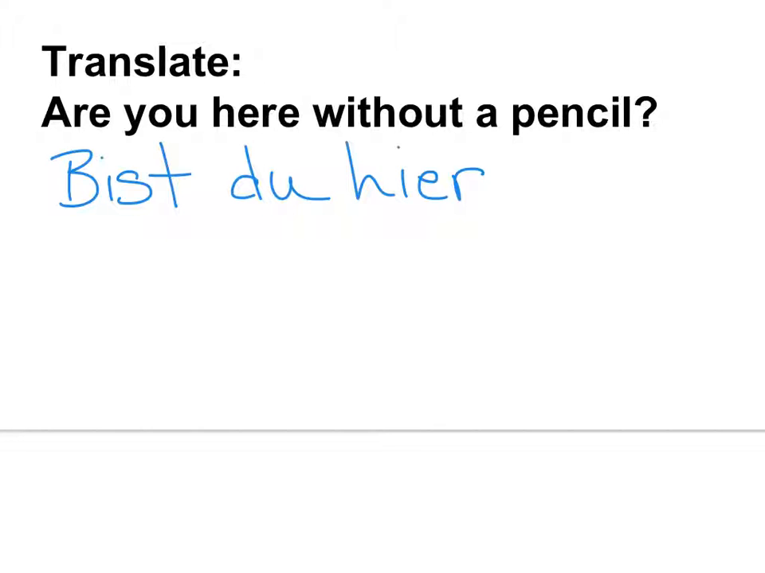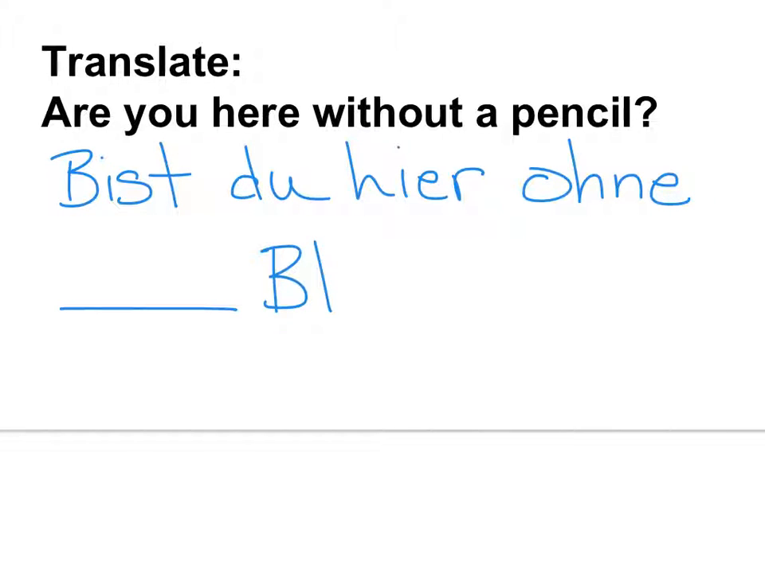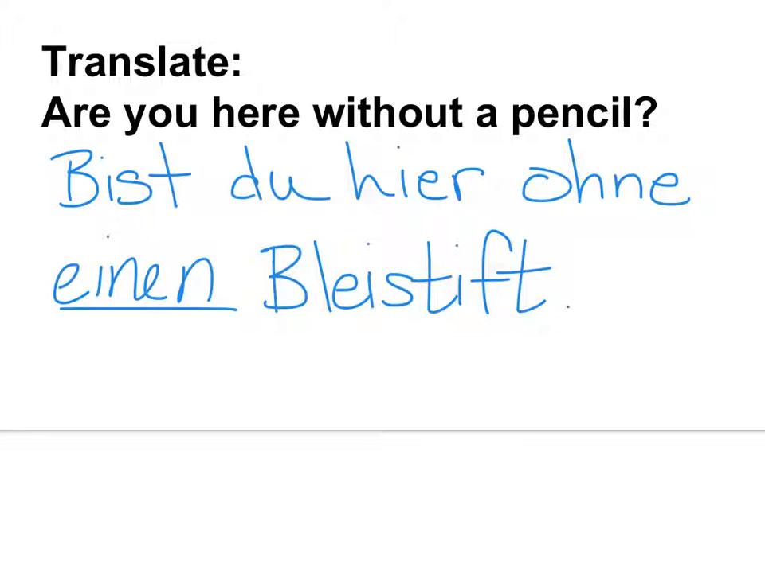You're supposed to be writing all of these down. What's the word for without? Ohne. Mm-hmm. How do you say pencil normally? Der Bleistift. Okay, so we'll leave a little blank here. What case is Bleistift going to be in? Accusative. Because it's after the preposition. You got it. Okay, so we're looking for an a word. Not a das, but an ein. Einen. Yep. Let's just finish the notes first, yeah?